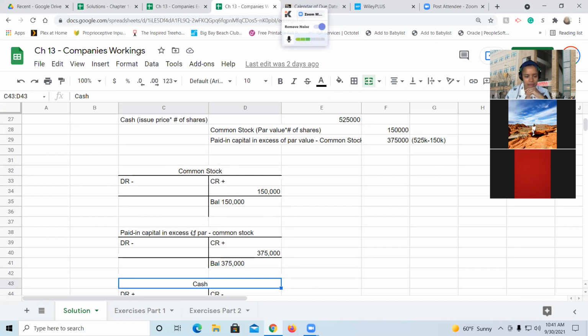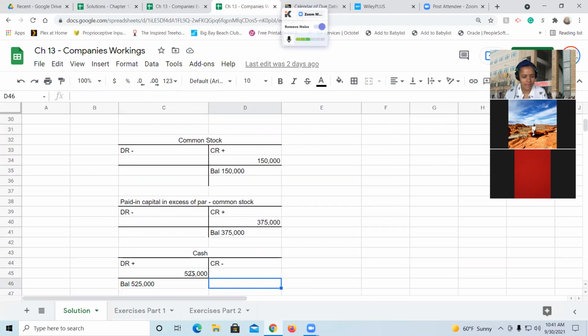It's just different account names that we use from before, when we used owners capital and partners capital. So 150,000 credit, copy paste here, 375,000 on the credit side. The only thing that's being debited is cash, and that's just following again the journal entry.